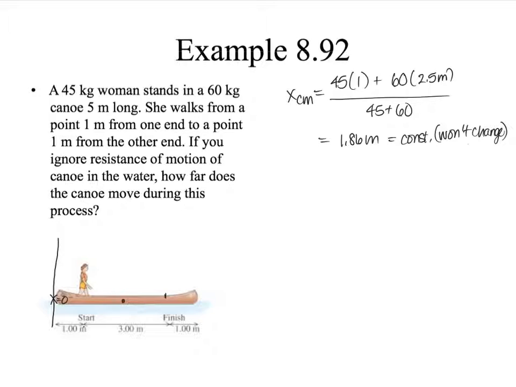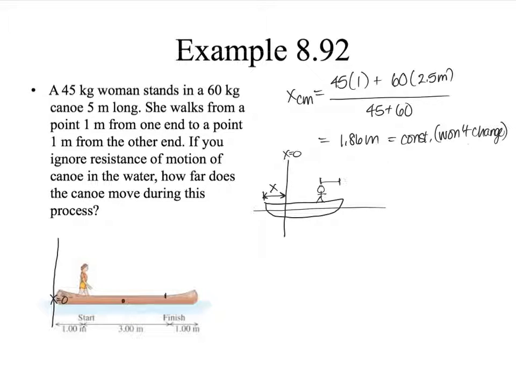Now, I know that this is my x equals zero. I know that if she moves forward, the canoe is going to move backward a little. So an accurate picture here would be to now have the canoe look something like this, where this might be the unknown distance that the canoe has moved. I'm going to call it x. And this is where the person ends up.